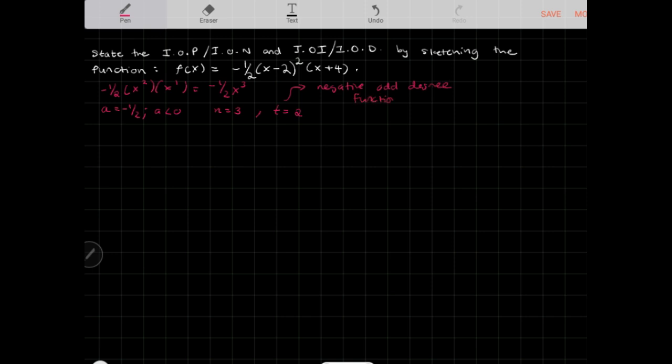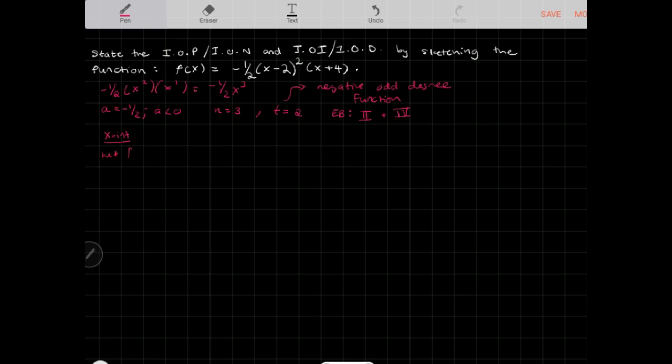Because we have a negative odd degree function, the end behaviors of the function would be in quadrants 2 and 4. After we figure that out, the next thing we want to do is find our intercepts. So let's start with our x-intercepts.